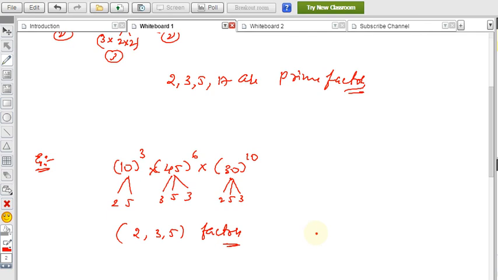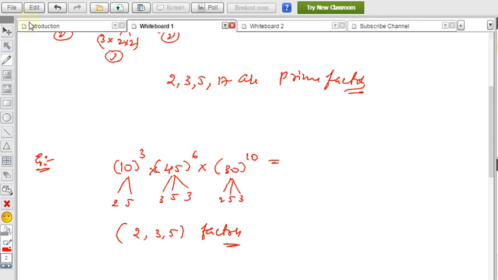So only 3 factors are used. In this total product of the bases, we can get only 2, 3, 5 as the prime factors. So these are related to the factors.